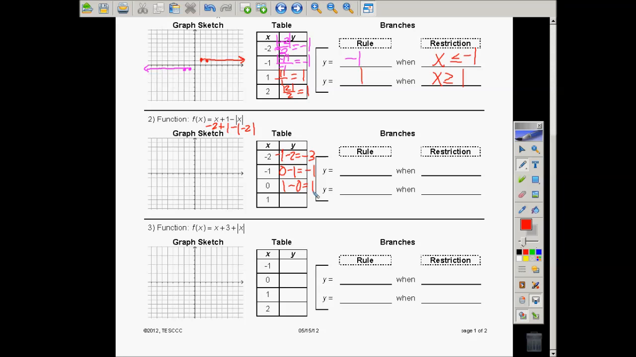I'm plugging in 1. 1 plus 1 is 2, minus the absolute value of 1, which is 1. 2 minus 1 is 1. So I'm going to plot my points. So I have 0, 1. I have 1, 1. I have negative 1, negative 1. I have negative 2, negative 3.